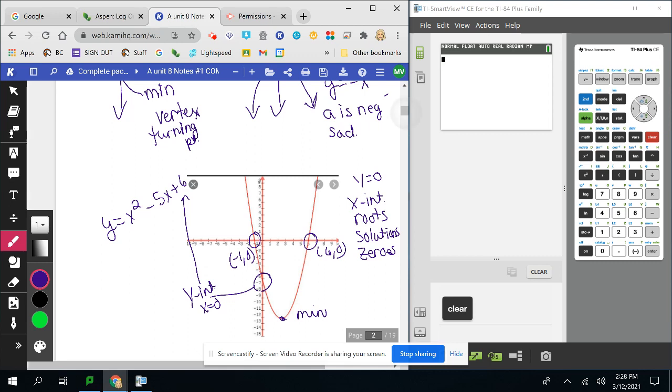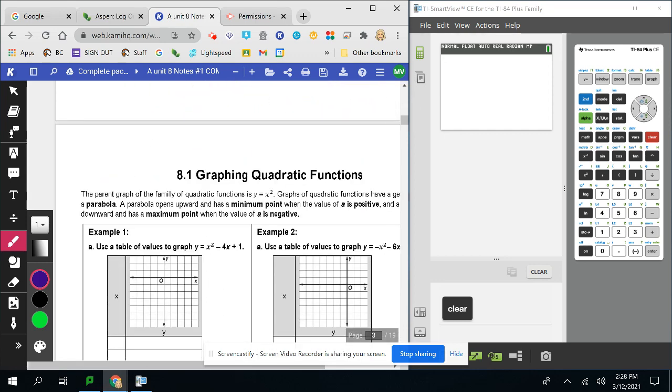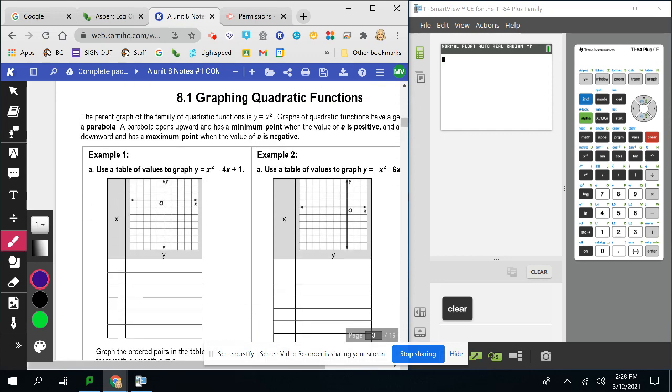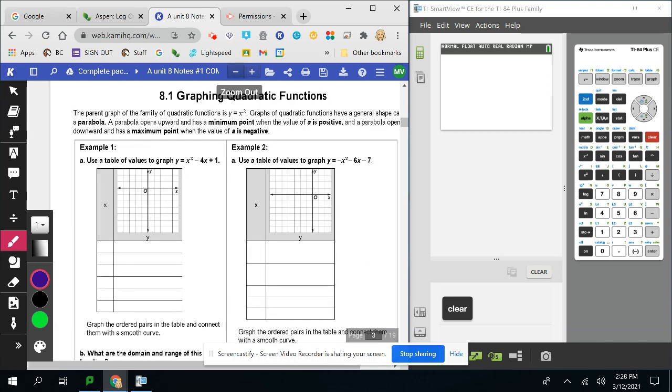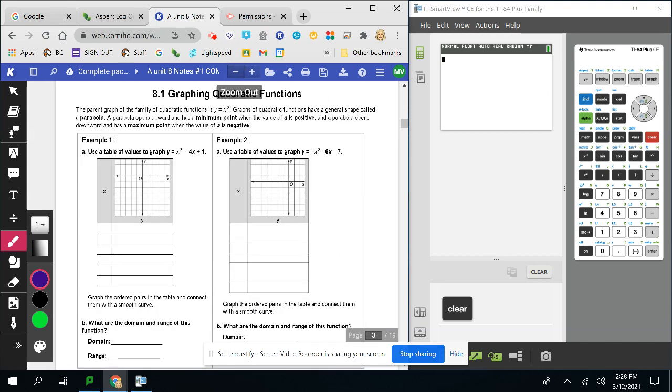Now we're going to start our actual notes. We start on page 2. There we go. So 8.1, graphing quadratic functions. A parent graph of a quadratic function is y equals x squared. Graphs of quadratic functions have a general shape called a parabola. A parabola opens upward when it has a minimum point, which is when a is positive, and opens downward when it has a maximum, a is negative.